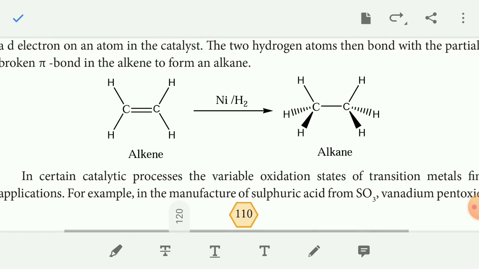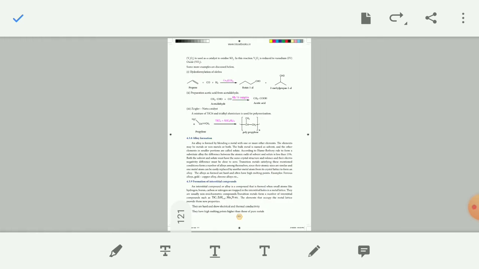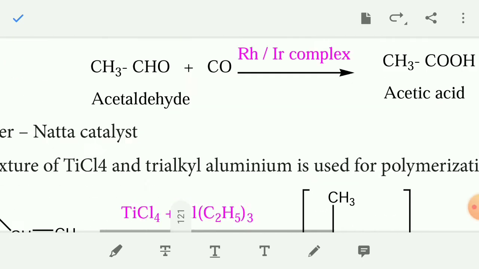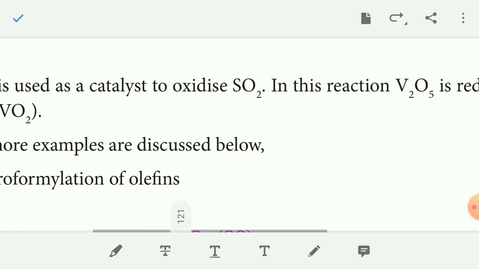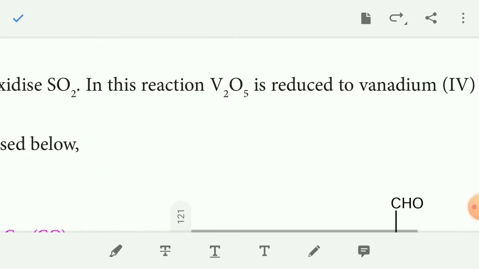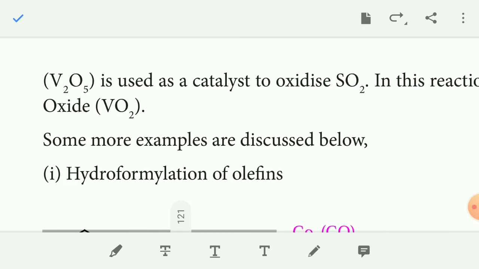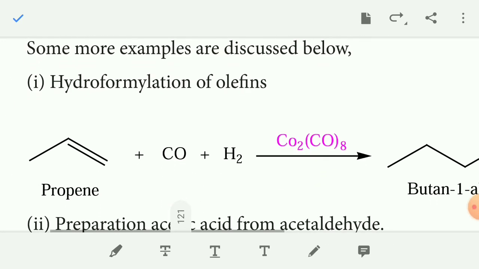In certain catalytic processes, the variable oxidation states are exhibited and complex compounds are formed. For example, in the manufacture of sulfuric acid, vanadium pentoxide is used as a catalyst to oxidize SO2 to SO3. In this reaction, V2O5 is reduced to vanadium tetroxide, VO2. Some more examples are discussed below. They can be asked frequently as 1 mark questions.